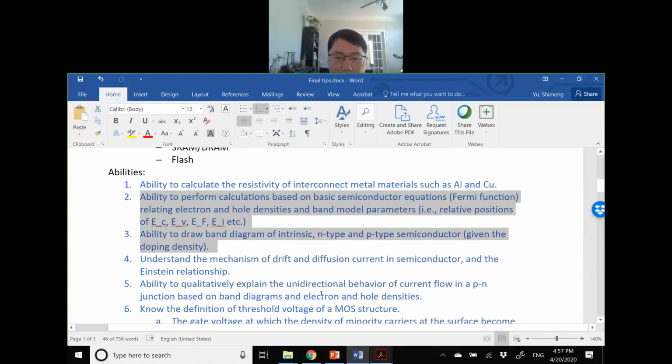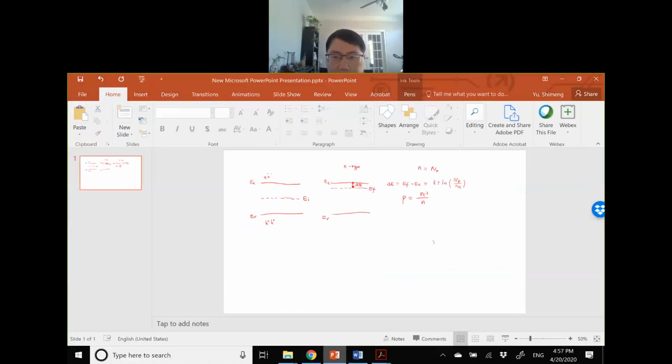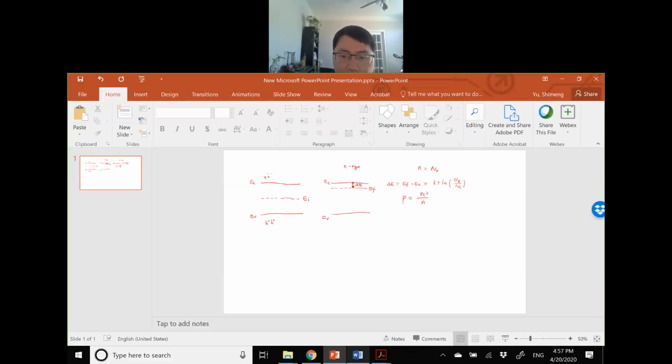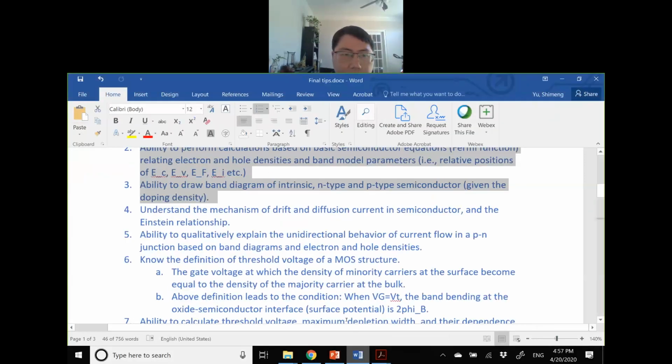So this is the energy band diagram. I think this is important. You should be able to draw this kind of energy diagram and also calculate the distance. And I show the example for the N-type, but you can also do the P-type, which the EF is closer to the EV. Okay, so this is the energy diagram.